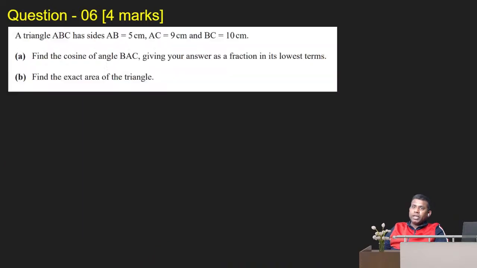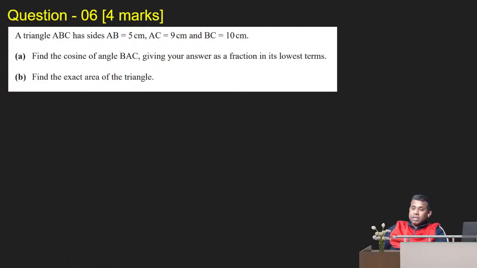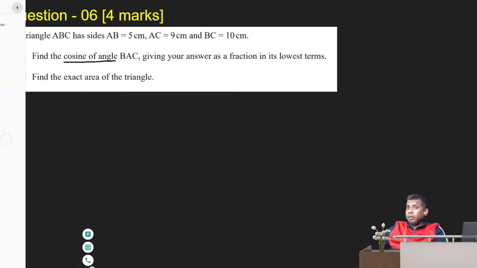So moving on to the next question, number 6. Try to read the question carefully. A triangle ABC has AB length, AC length and BC length. Find the cosine of the angle BAC, giving your answer as a fraction in its lowest form. Be careful: they are not asking you to find the angle, they are asking you to find the cosine of the angle. So they are asking for cos theta, right? Indirectly they are giving a clue that it is maybe a cosine rule.